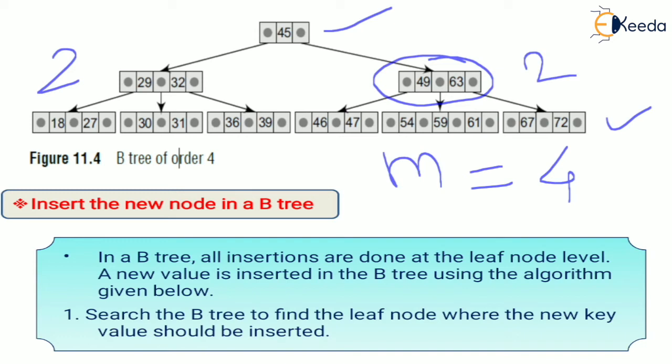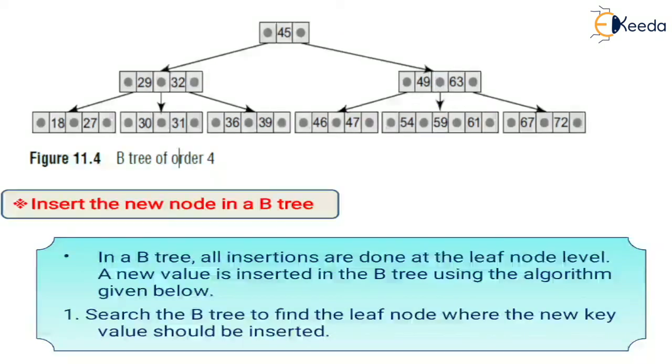Now, how to insert any new node inside a B tree? In a B tree, all insertion is done at leaf level. I already explained that all the insertion is done at leaf level. A new value is inserted in the B tree using the algorithm given below.